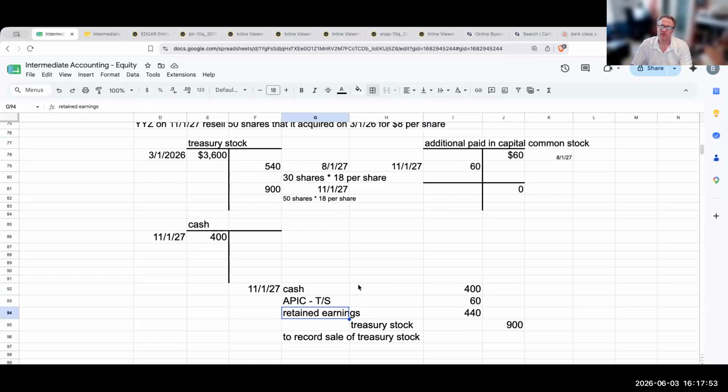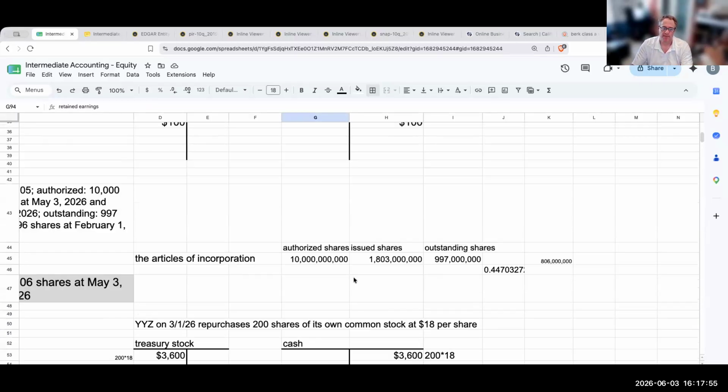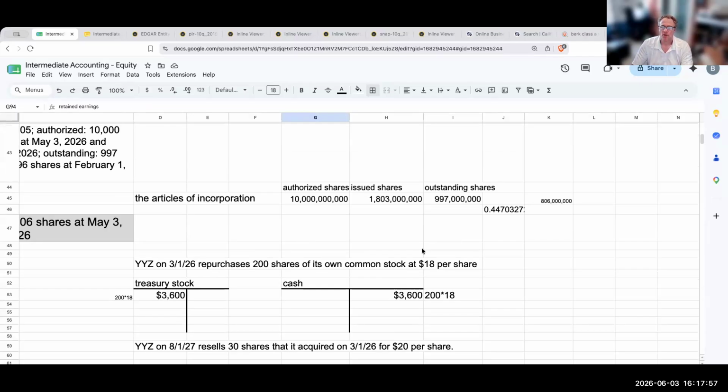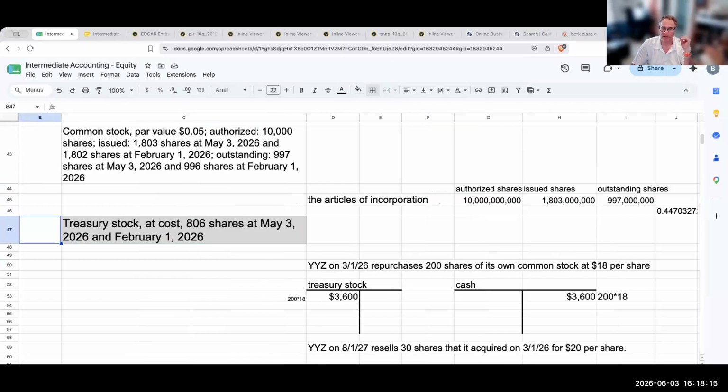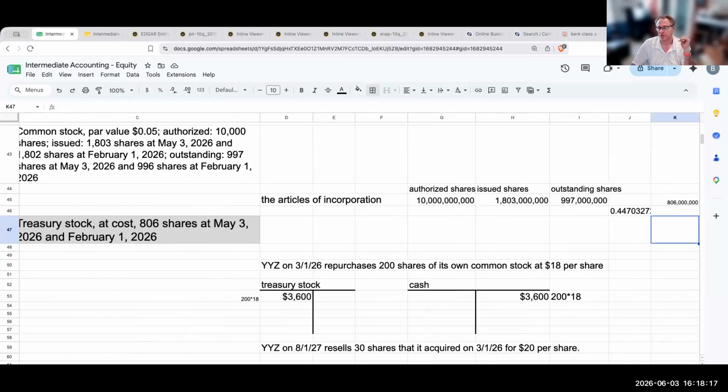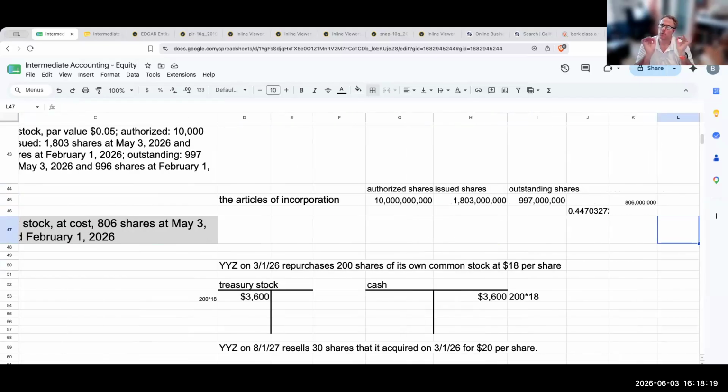Now, the other thing to remind ourselves of is that, for example, if the Home Depot were to pay a dividend, would they pay a dividend on the issued shares or on the outstanding shares? The answer is they would pay it on the outstanding shares. Why? Because they bought back over here 806 million of their own shares. Why would you pay yourself a dividend? So when we're paying dividends, we're going to be doing that as well.